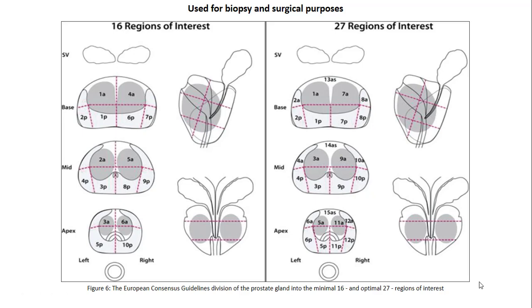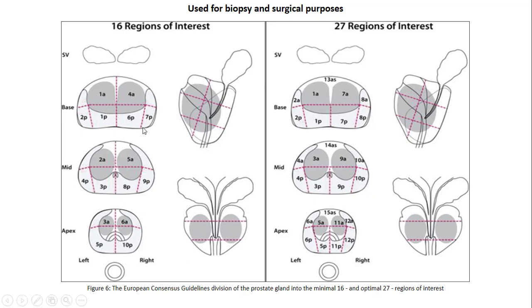I don't want you to get too nervous about this picture because I'm not going to expect you to know the 16 or 27 regions of interest for the prostate, but I wanted to show you how similar it is to the liver and that they will divide the prostate up into segments or sections. In this case, they call it regions of interest for biopsy and surgical purposes. And then I also believe in treatment and planning purposes as well. They use it for that.